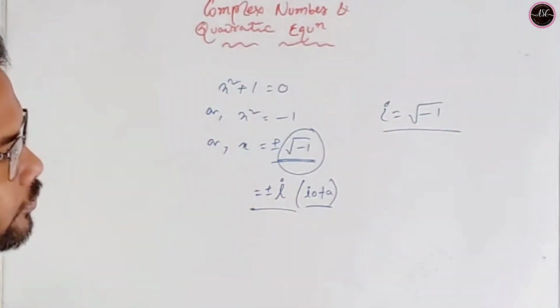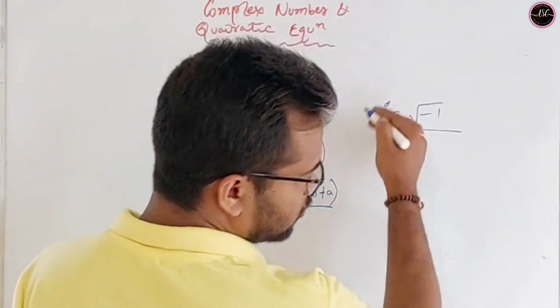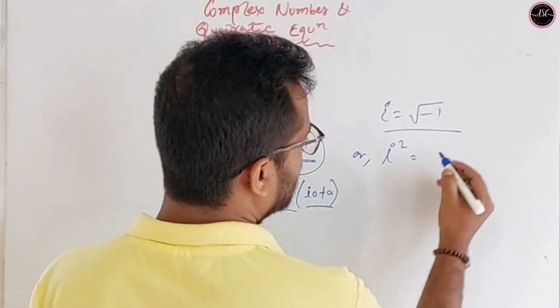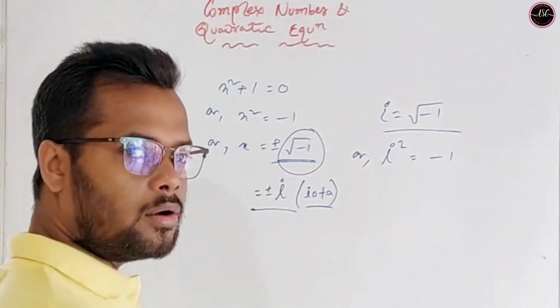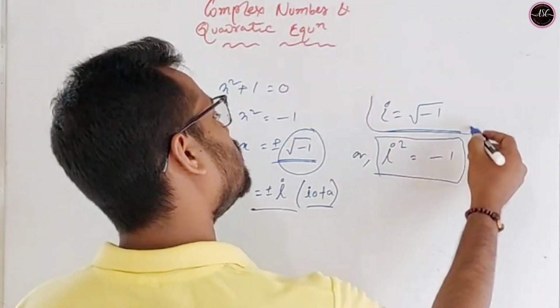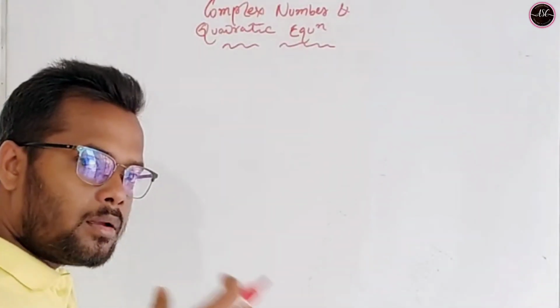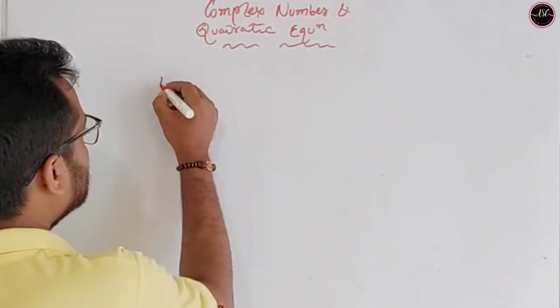i equal to root of -1. If we square i, that means iota, we get -1. So i square equal to -1 and i equal to root of -1. This should be remembered. By an example, we can better understand this method.